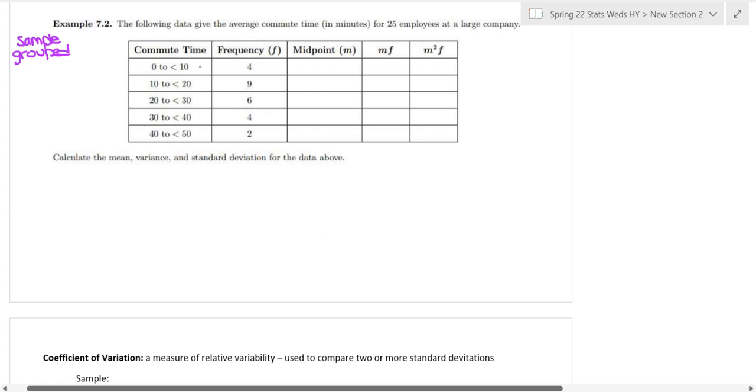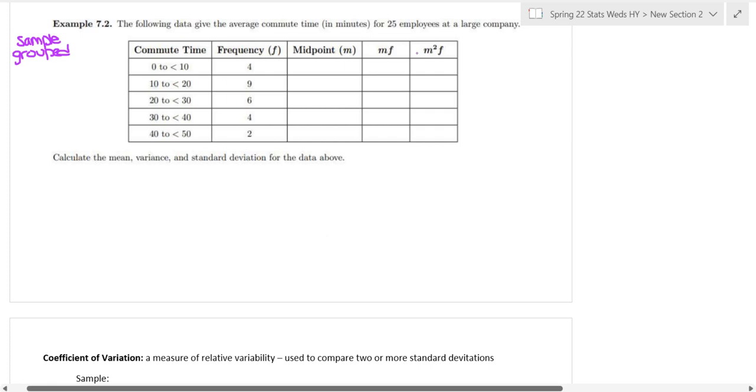So you have your commute times. Those are grouped into times of 10 minutes, which is nice. Those are easy to find the midpoints. Then you have your frequencies. On your test, I think I give you blank tables like that, so that you can fill it out if you need to, okay? But usually they're just going to give you, like on the homework, just these two, and then you would make your own columns. You need the midpoint, the midpoint times the frequency, and the midpoint squared times the frequency for the formula.